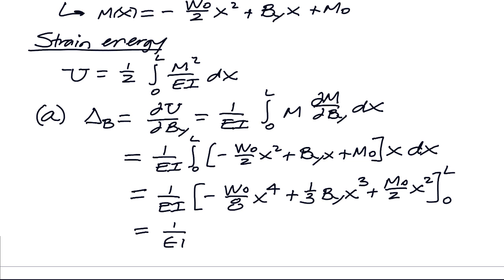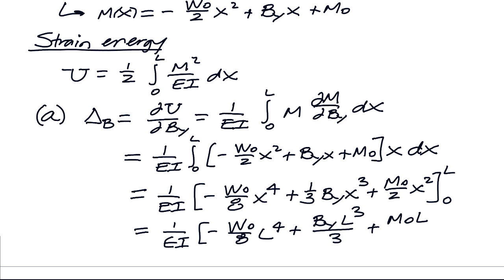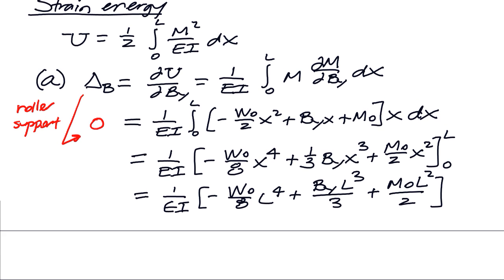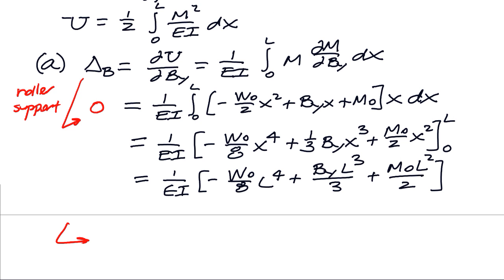So doing that evaluation, we get minus W naught over 8 L to the fourth plus By L cubed over 3 plus M naught L squared over 2, like that. So this is in general how you go about finding the deflection of the beam at B. But we note that since we have the roller support, we set delta B equal to 0. From that we can solve for By.